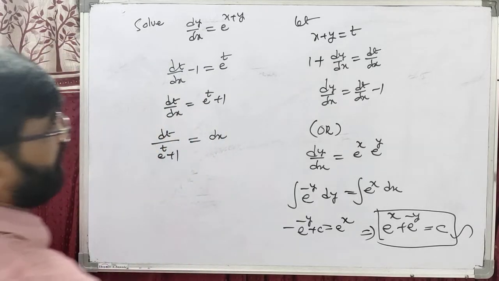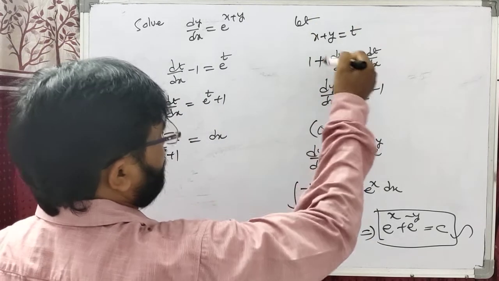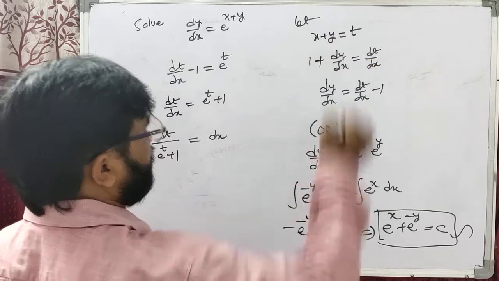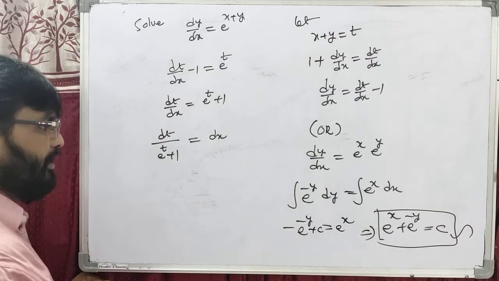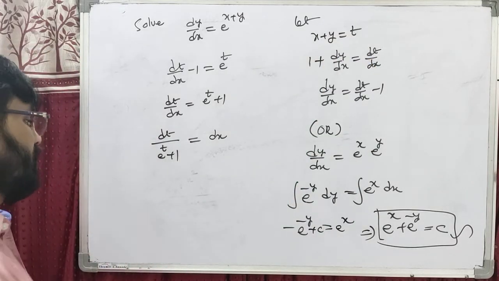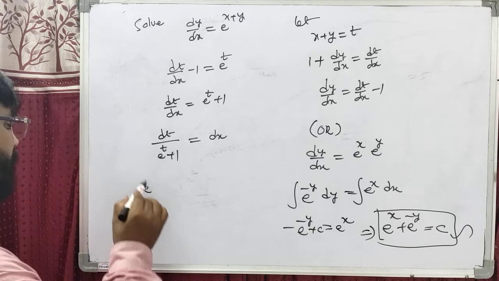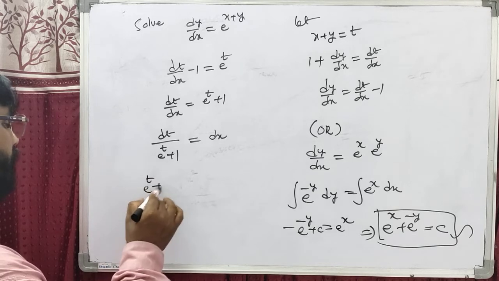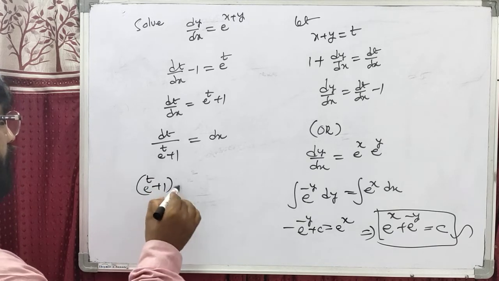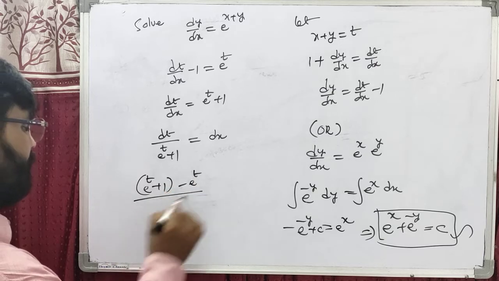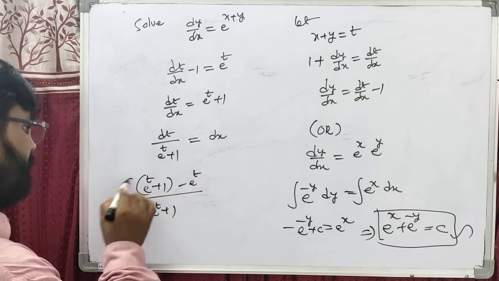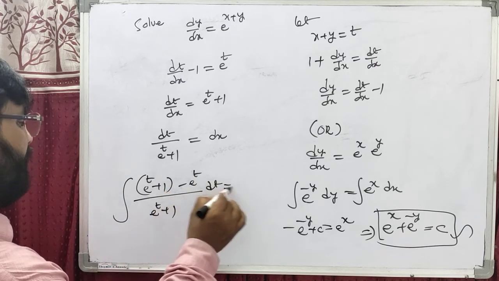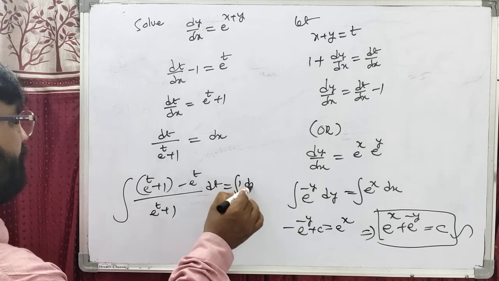Another one: I have to take x plus y as t. The derivative of x is 1, and dy by dx gives dt by dx. Therefore, students, we write this as e power t plus 1 minus e power t. This is e power t plus 1 dt, and the integral of 1 into dx.